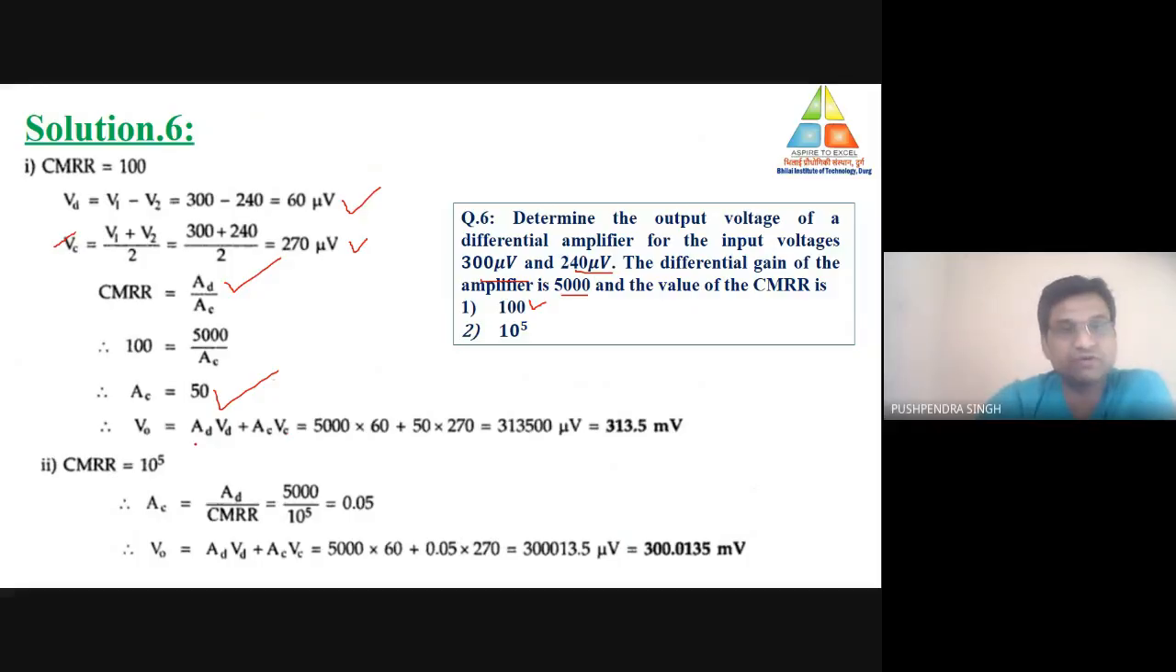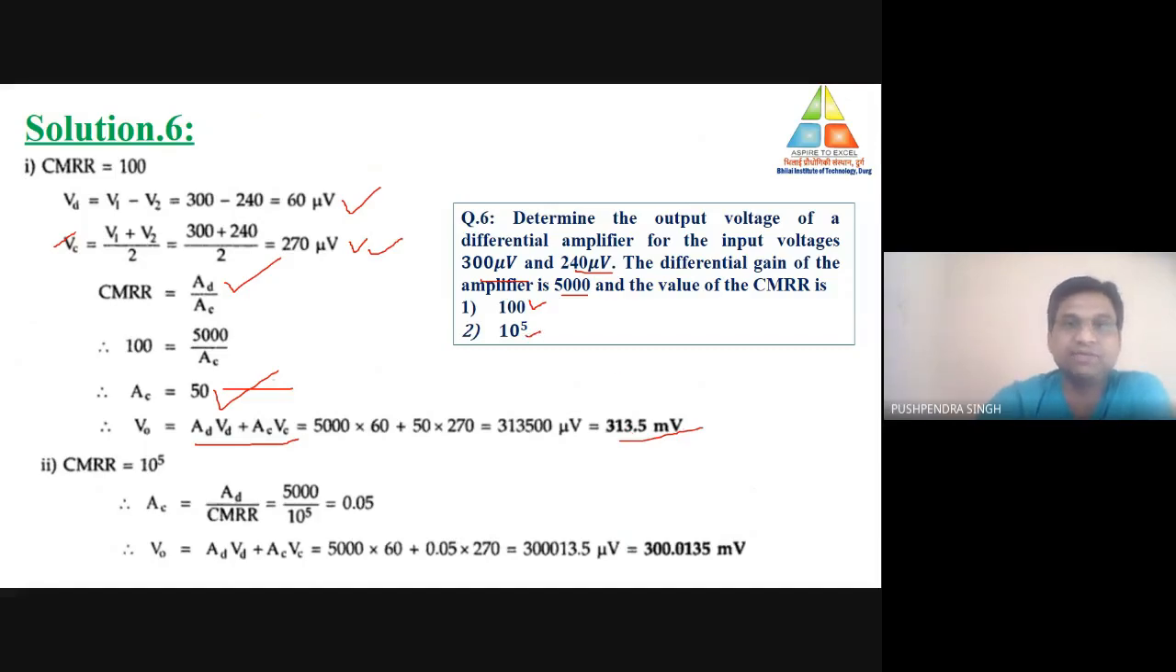What is the value of total output? Total output is nothing but ADVD plus ACVC. The value of AD is given as 5000. The value of VD we have calculated as 60. The value of AC we have calculated as 50. And the value of VC we have calculated as 270. Now substitute all the values. So the final value of output voltage is 313.5 millivolts.